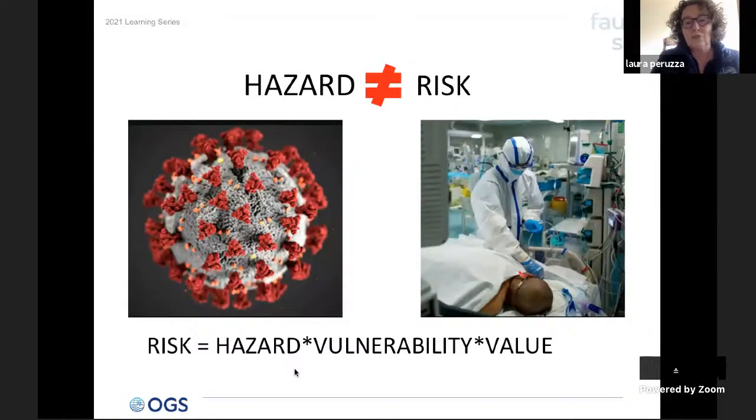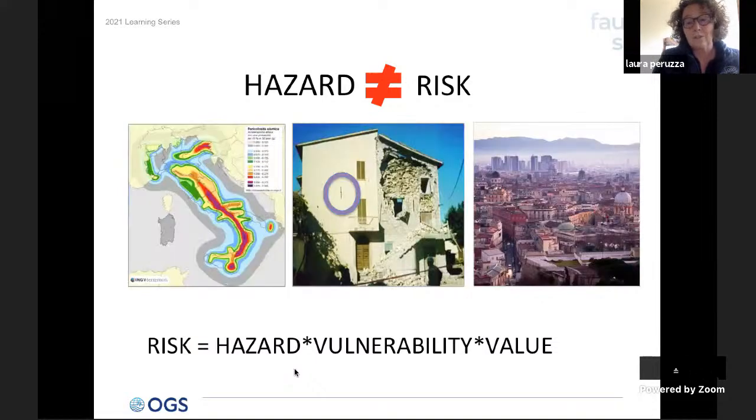Let's start with a very general concept. Hazard is different from risk. If there is a lesson learned with the pandemic, it is that hazard is definitely not the risk. The picture concerning earthquakes and seismic hazard explains quite clearly that hazard is a component of the risk, and the other components are the vulnerability and the value we give to our cities and towns. The combination of these ingredients gives the risk.